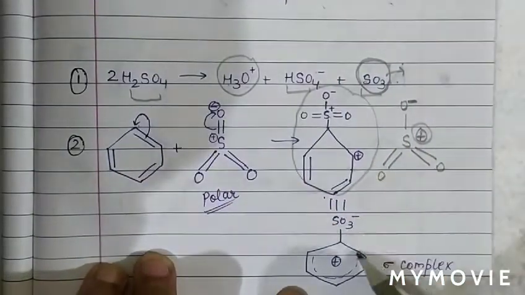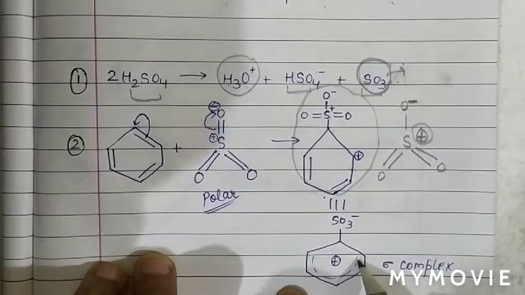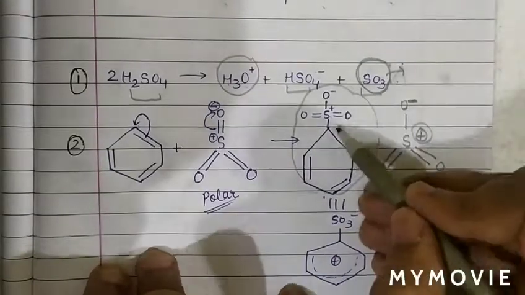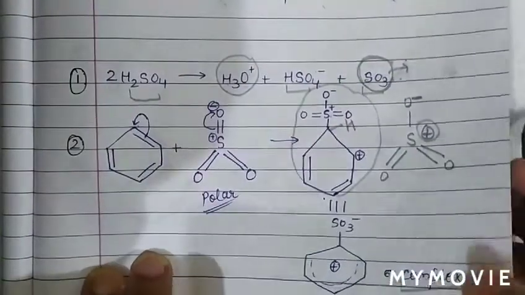Now resonance will take place and it forms a sigma complex, because the positive charge will delocalize in the ring. It forms the sigma complex. Now in the final step, as there is a hydrogen atom, this hydrogen atom will break.